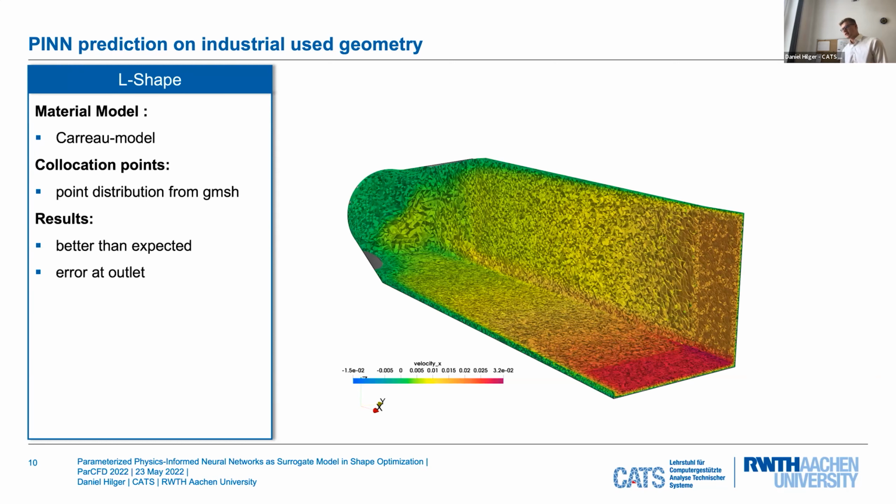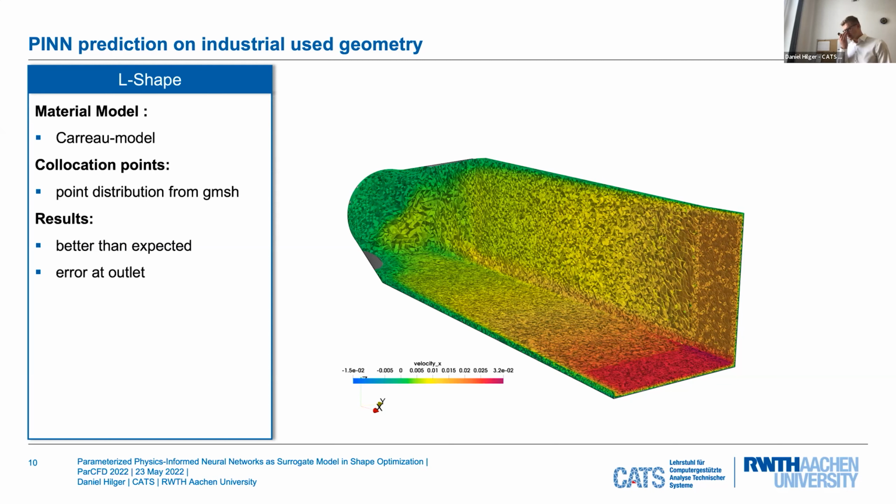To be honest, the results of the first attempts were better than expected. So we actually could get some prediction of the velocity inside this L profile, and we observed the greatest error in our case in the beginning, especially at the outlet.